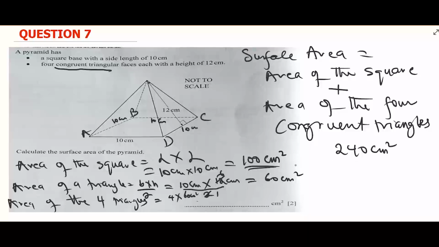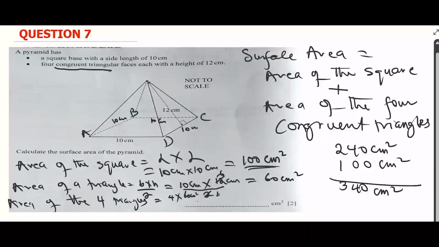Okay, so now the area of the pyramid will be the area of the square plus the area of the 4 congruent triangles. The area of the square is already 100 centimeters squared. So if you have everything together, this will give us 340 squared centimeters. So that will be the area of the pyramid. So it will be 340 centimeters squared. That is the area of a pyramid.